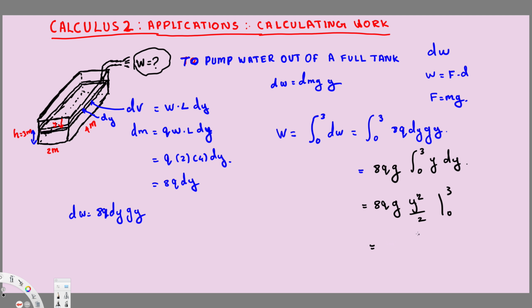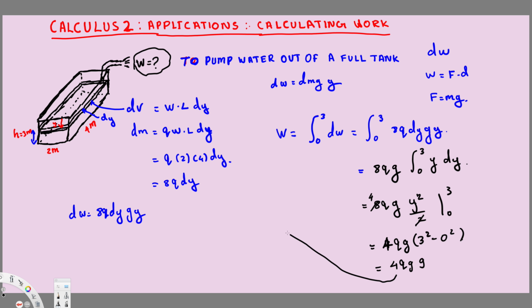We have 8 right here and 2 right here, we can cancel this, and this is going to be 4. So 4 rho g and 3 squared, and if we apply 0, that's going to be 0. So 3 squared minus 0 squared is basically just 3 squared. So this is going to be 4 rho g times 9.